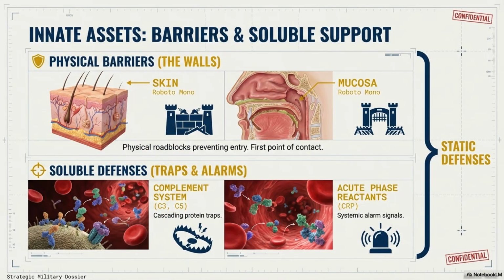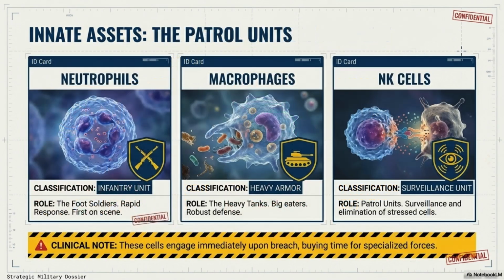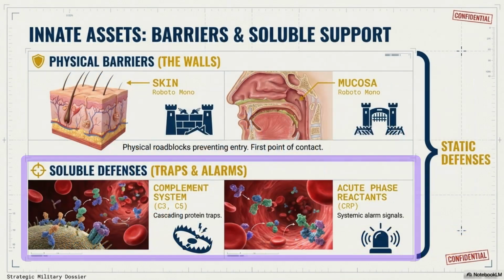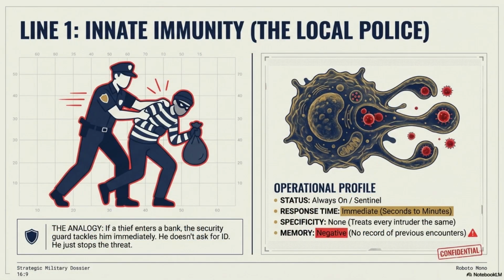Its components are physical barriers like skin and mucosa, the fortress walls; cells like neutrophils, the rapid response foot soldiers; the macrophages, the heavy tanks; and natural killer cells; soluble proteins, the complement system, and acute phase reactants. If a thief enters a bank, the security guard, that is your innate immunity, tackles him immediately. He doesn't ask for ID, he just stops the threat.